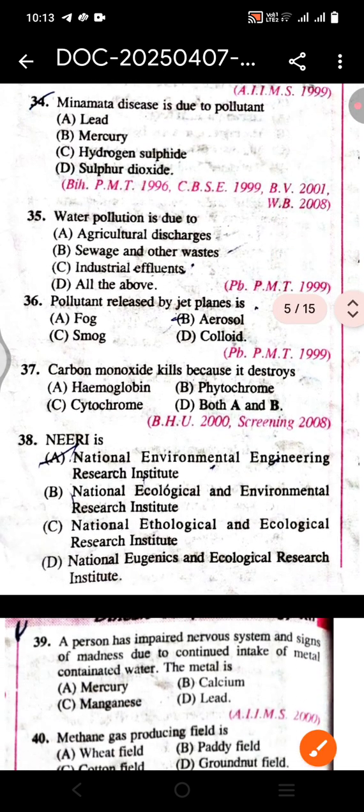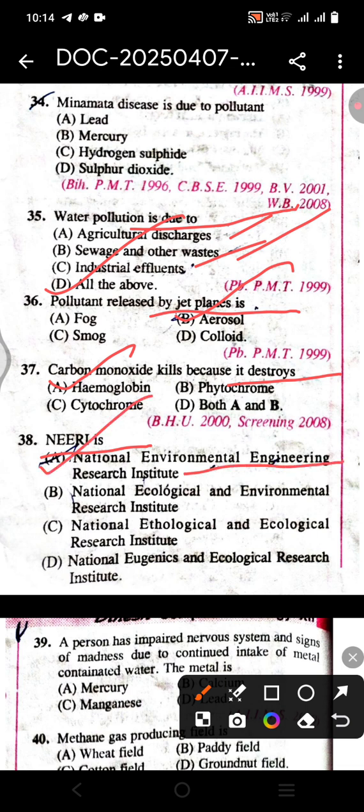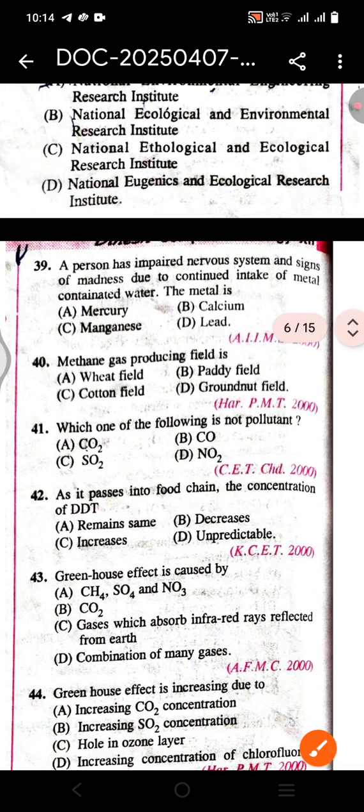Water pollution is due to agricultural discharges, sewage and other waste, and industrial effluents. All of these, option D. Pollutants released by jet planes are aerosols. Option B. Carbon monoxide kills because it destroys the hemoglobin. Option A. NEERI is the National Environmental Engineering Research Institute. Option A is correct.